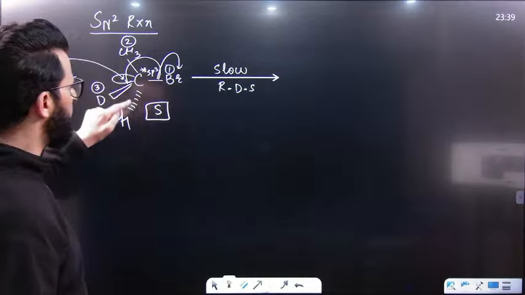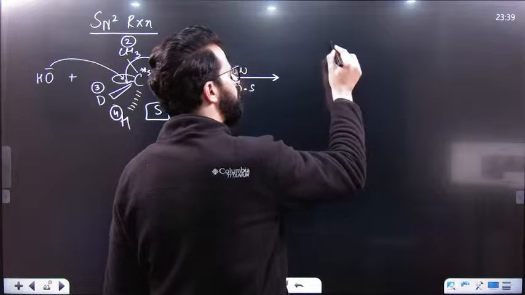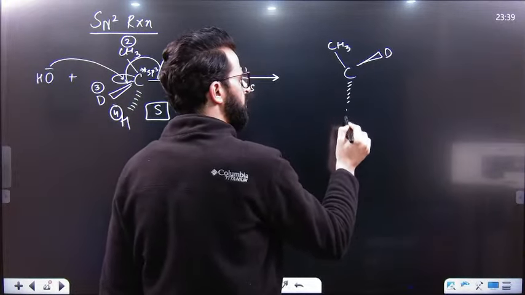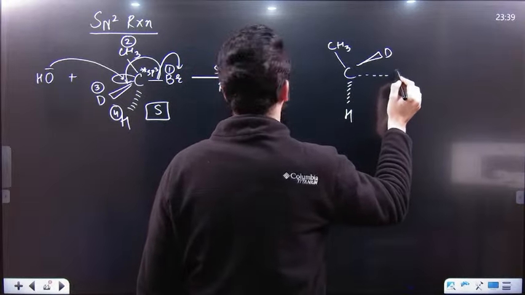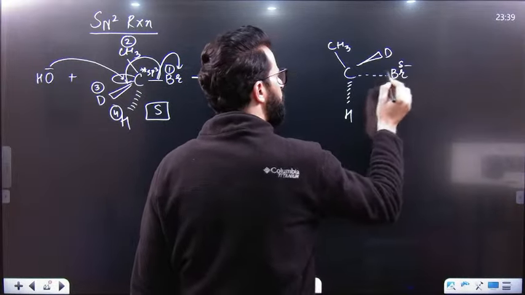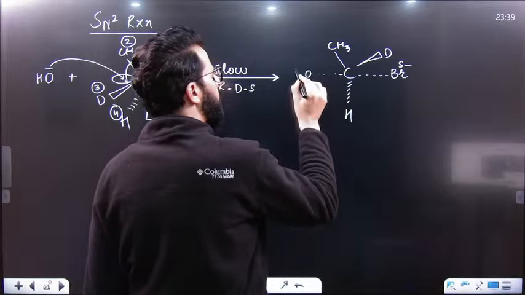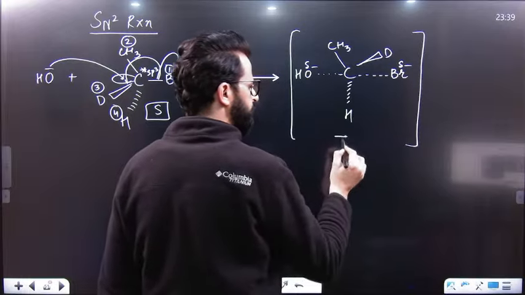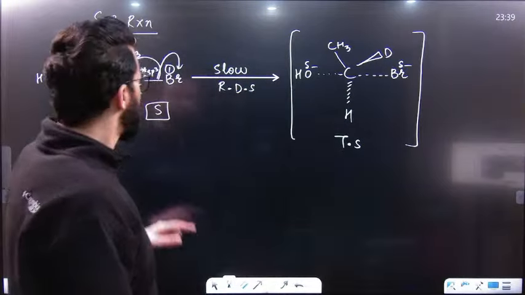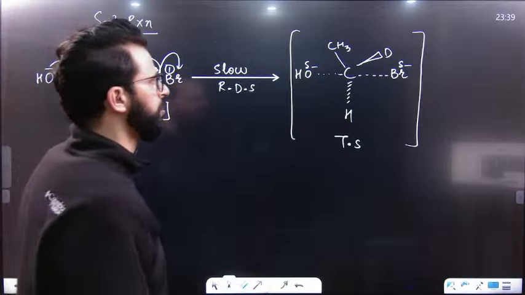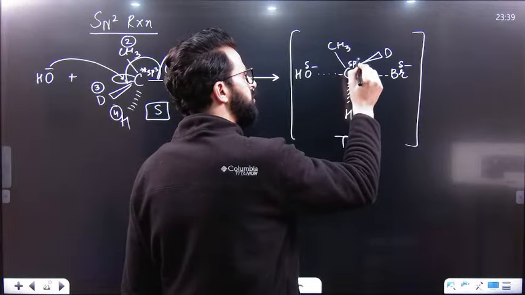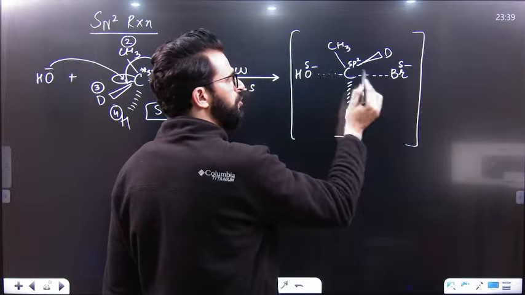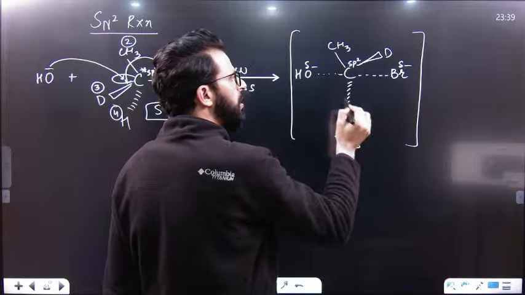So, these 3 bonds, I will show like this. CH3, D and H. Now, this bond starts breaking, so Br will have a slight negative charge. This bond starts forming and this will have a slight negative charge. So this is the transition state. The carbon of the transition state, which is involved in this nucleophilic substitution, remember, is sp2 hybridized and it is penta-coordinated. 3 bonds are normal single bonds and 2 are partial single bonds, and its geometry is trigonal bipyramidal.